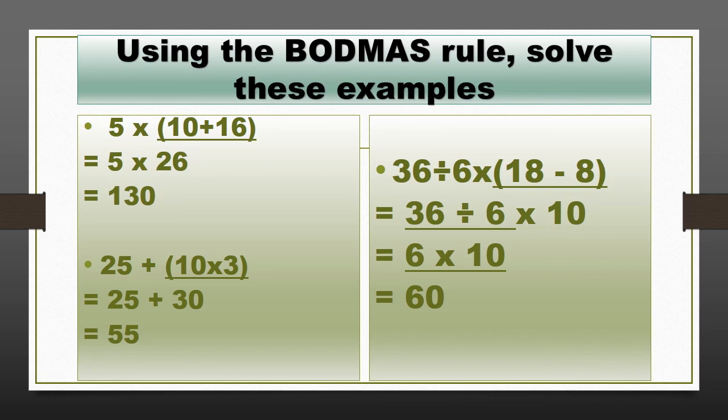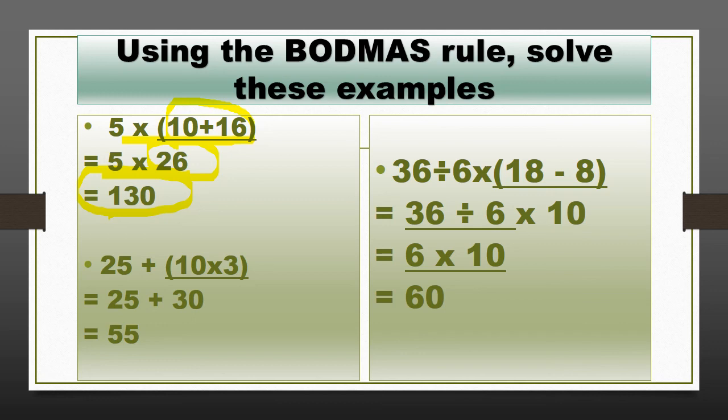In the first example, we have 5 multiplied by 10 plus 16 in the bracket. According to the BODMAS rule, first solve the bracket. Now 10 is to be added to 16. We will get 26. After that, multiply 5 into 26, we will get 130 as the answer.